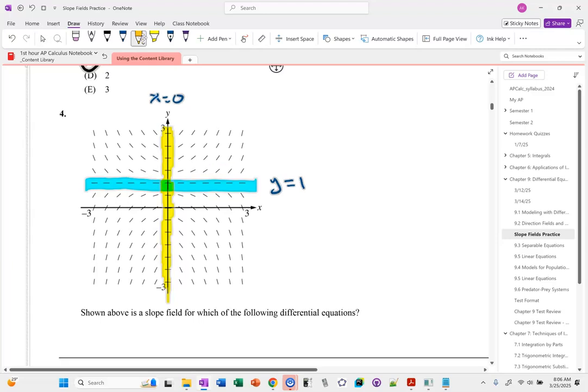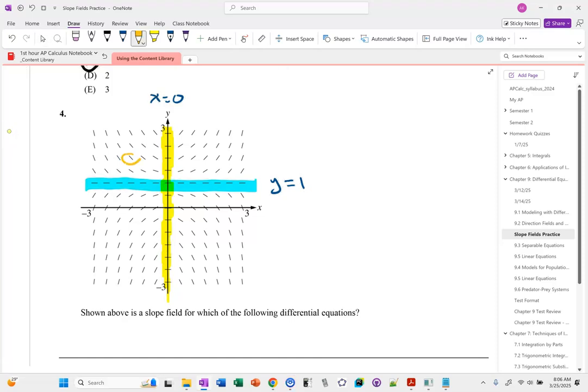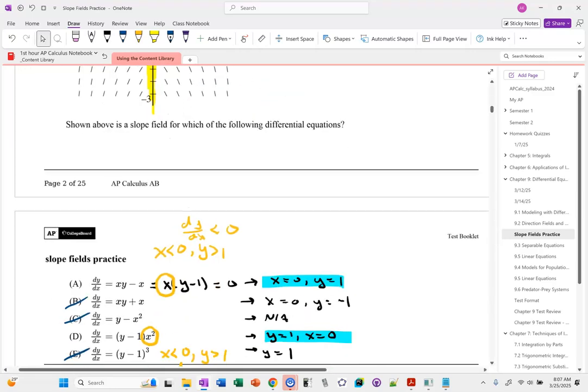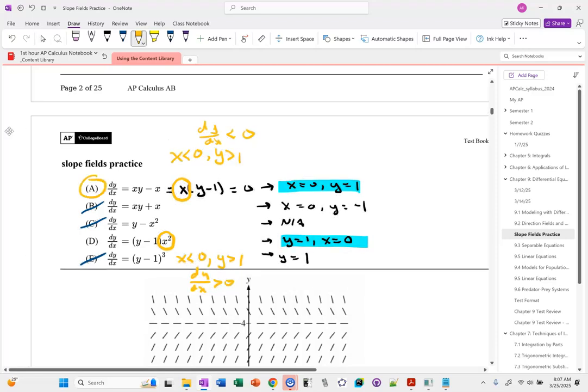So let's say that point there has a negative x and a y that's greater than 1. Everybody agree? The slope there is negative because that piece of the slope field is angling downward, right? So that's what I need to tell. My answer should be A. Does that feel okay with you guys?